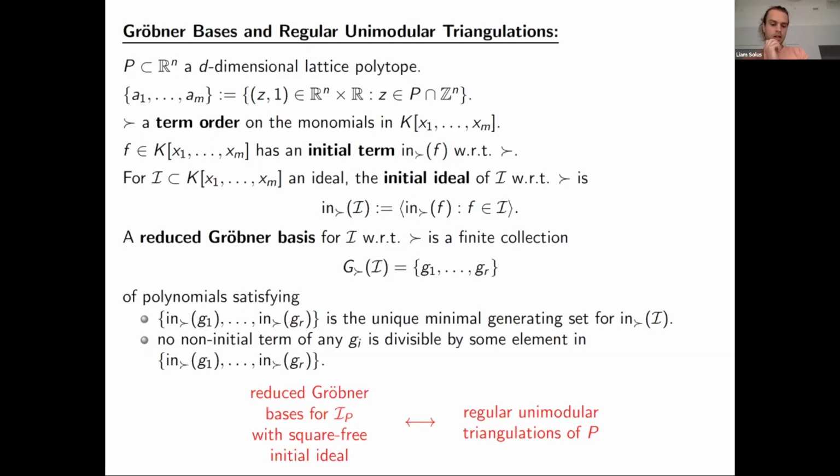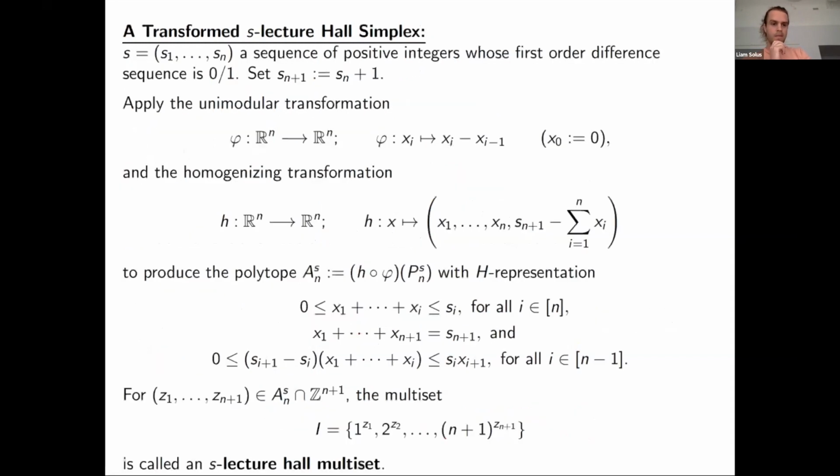So in our case, we can do this for a family of these S-lecture hall polytopes, in particular, those S-lecture hall simplices, where the sequence s_1 up through s_n is a sequence whose first order difference sequence is 0, 1. So what does this mean? It just means that the sequence is weakly increasing, and every time it is strictly increasing, it increases by at most 1.